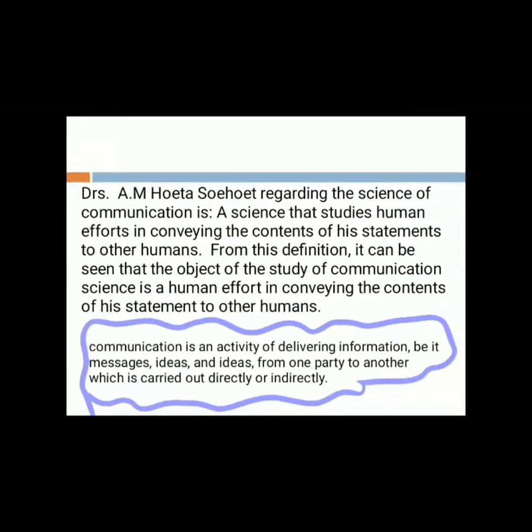According to Hutasuhut, the science of communication is a science that studies human efforts in conveying the contents of his statement to other humans. So, from this definition, it can be seen that the object of the study of communication science is a human effort in conveying the contents of his statement to other humans. And so, it can be concluded.